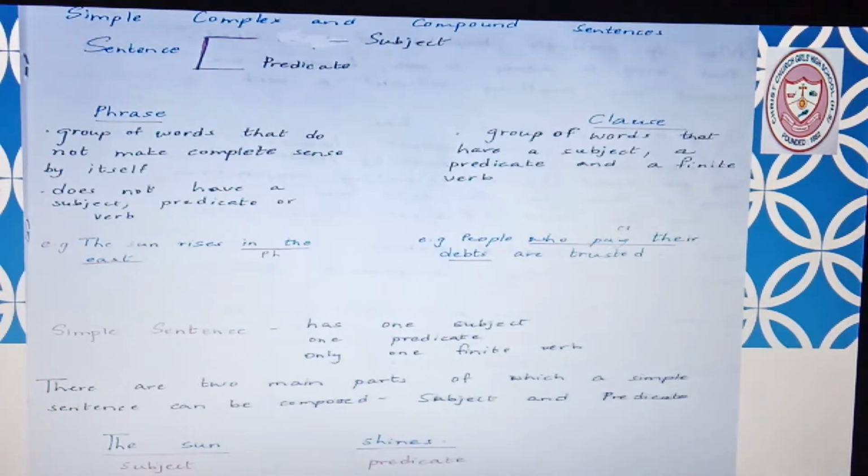Moving forward, we will start with the first part, the simple sentence. What is a simple sentence? What must a simple sentence have? A simple sentence has one subject, one predicate, and only one finite verb. And there are two main parts of which a simple sentence is composed: a subject and a predicate.